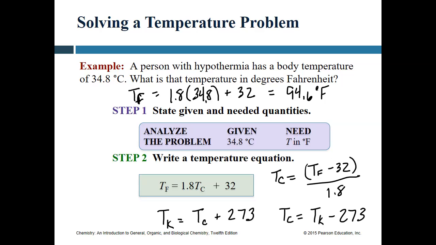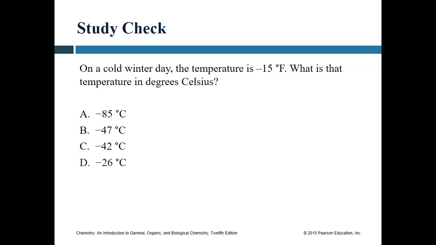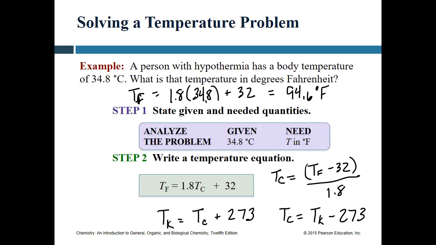Let's take a look at a couple other examples. On a cold winter day, the temperature is -15 Fahrenheit. What is that temperature in degrees Celsius? So we're going to try to take -15 degrees Fahrenheit and turn it into degrees Celsius. Going back to our chart here, what's the best way to do that? Which equation gets us there the easiest?